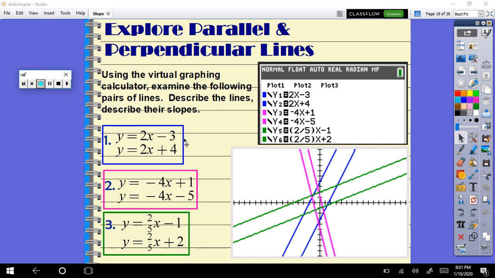Well, what is true about the slopes of the blue lines? Well, on the blue lines, the slopes are both m equals 2, and the blue lines turned out parallel. On the pair of pink lines, the slopes were both m equals -4, and the lines turned out parallel. And the same kind of thing on the green lines. The slopes were both m equals 2/5. So I'm trying to see if you remember that whenever two lines have the same slope, the two lines turn out to be parallel when you graph them.